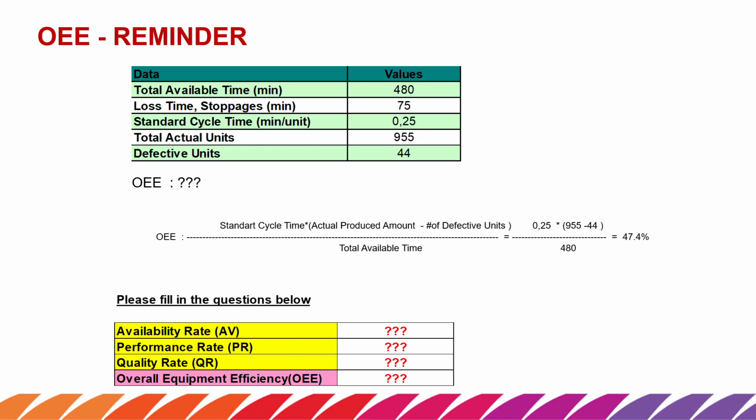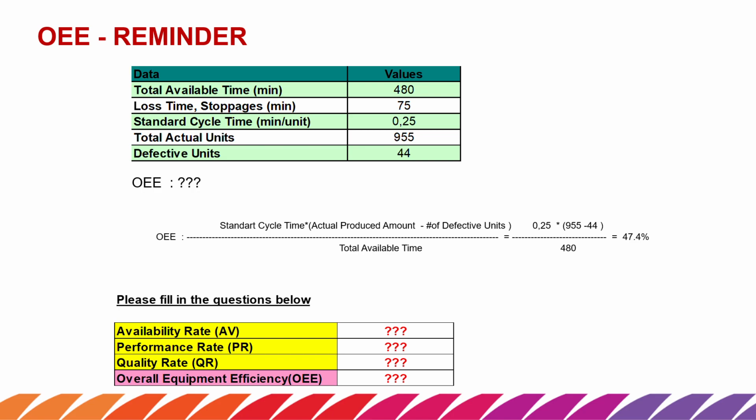or equipment. So let's suppose we have data: we have total available time of 480 minutes, we have stoppages of 75 minutes. The standard cycle time is 0.25 minutes per unit, but the actual units produced were 955 and the defective units were 45. How will OEE be calculated?